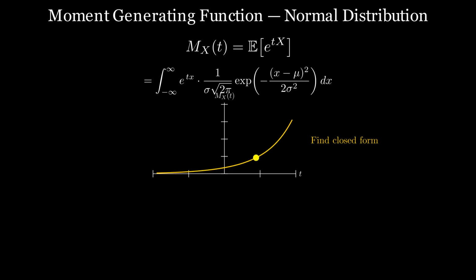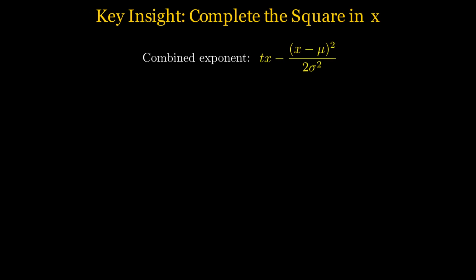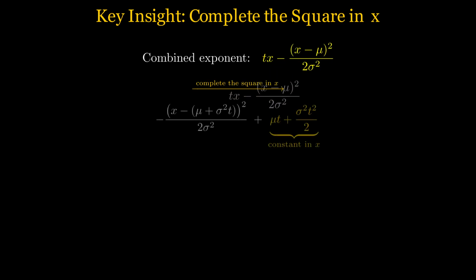The result encodes every moment of the distribution in a single exponential and reveals why sums of independent Gaussians are always Gaussian. The key insight is to examine the exponent of the combined exponential. Inside the integral we have e^(tx) times e^(-(x - mu)^2 / 2 sigma squared). Combining exponents gives tx minus (x - mu)^2 over 2 sigma squared. The trick: complete the square in x, treating t as a fixed parameter.